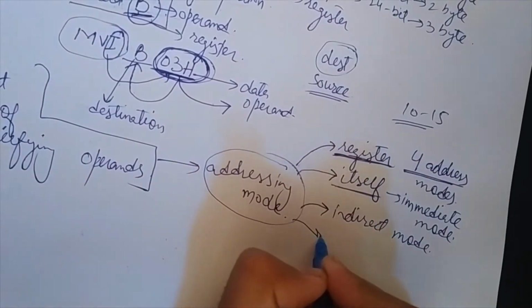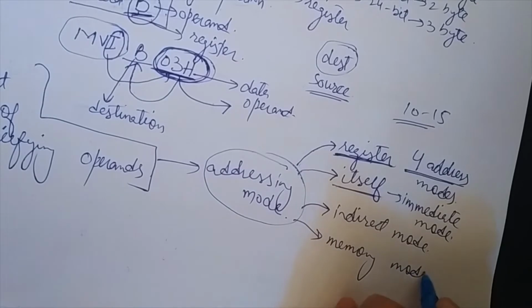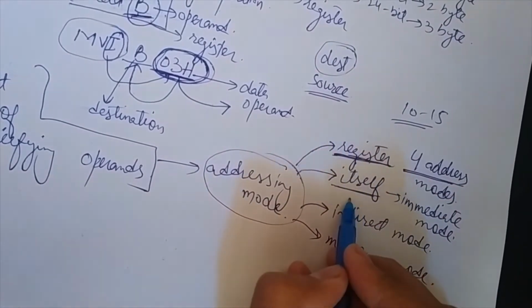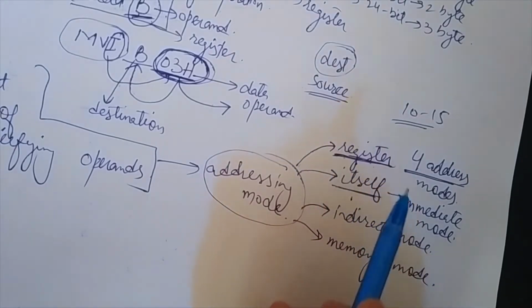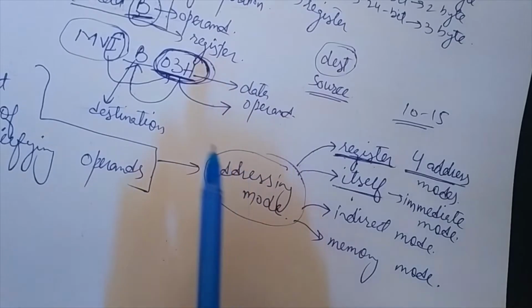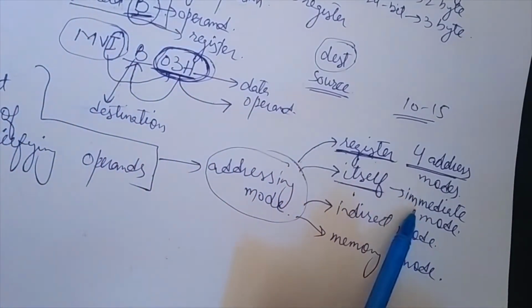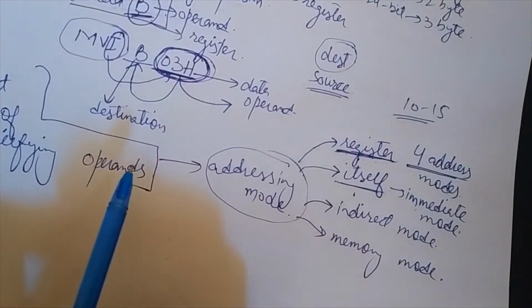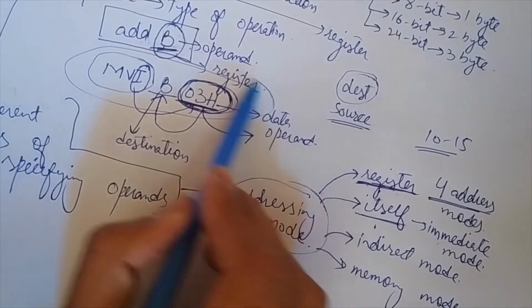And the fourth one is memory direct mode, or memory mode. So this register mode and immediate mode, we already discussed the example. Register mode is where the value of the operand is present in the register, and that register is given in the instruction. Immediate mode means the value of an operand is present in the instruction itself. For example, this particular instruction.